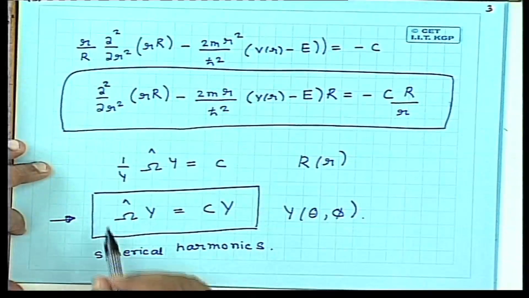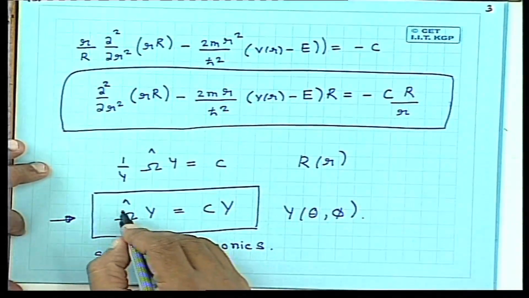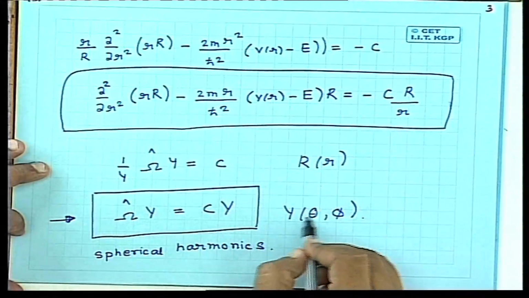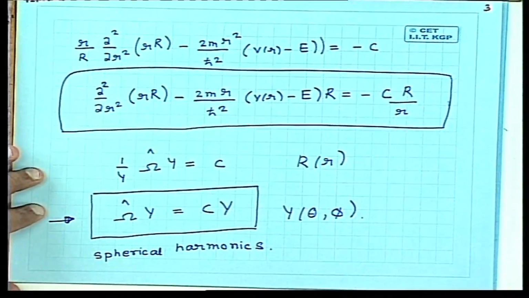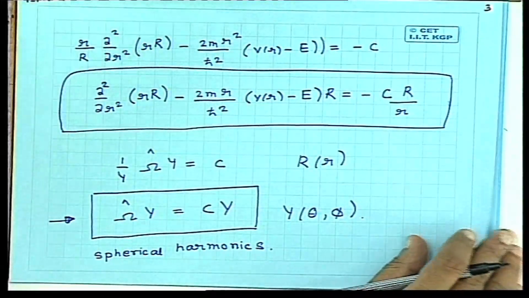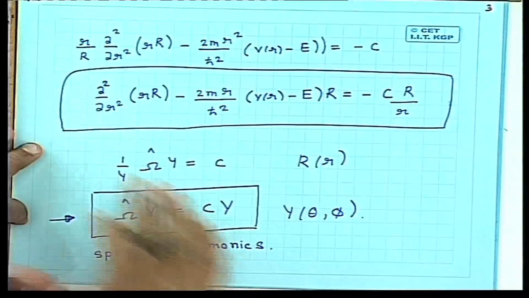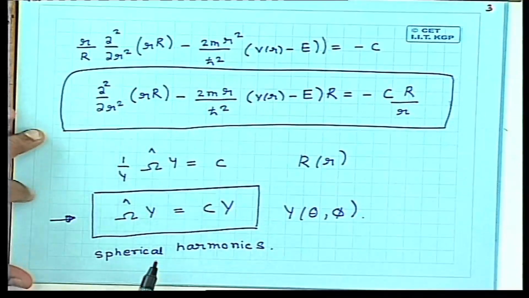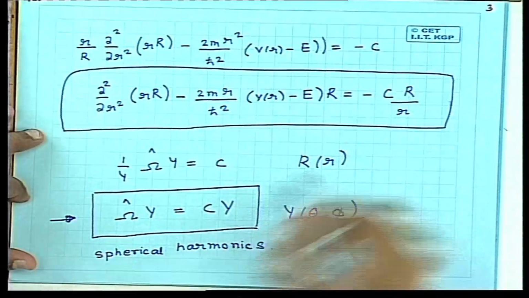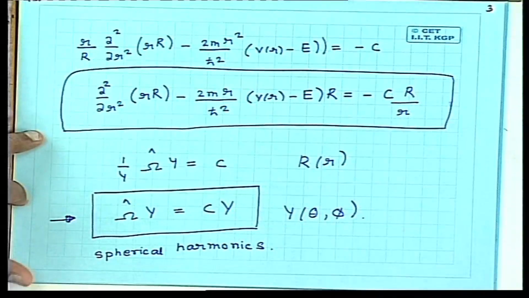And we found that the angular part has to satisfy this equation, omega acting on some function y of theta and phi is equal to some constant into y. Now, so this was how we had reduced the Schrodinger equation for a particle in a spherical potential into two separate problems, a radial part and a part which depends only on the angle. And the angular part had this operator omega.